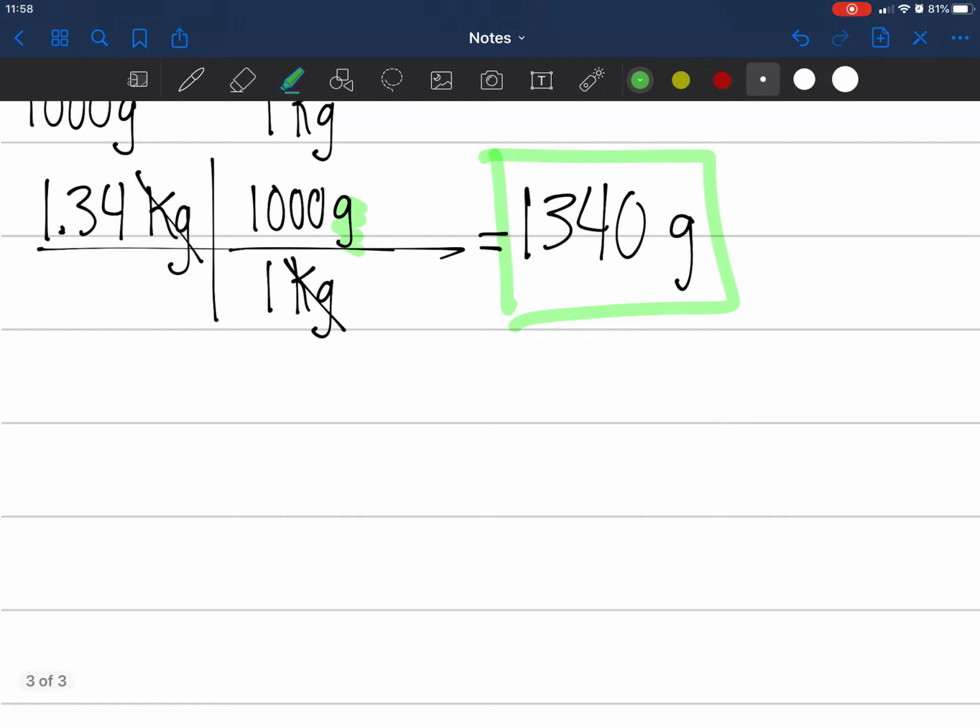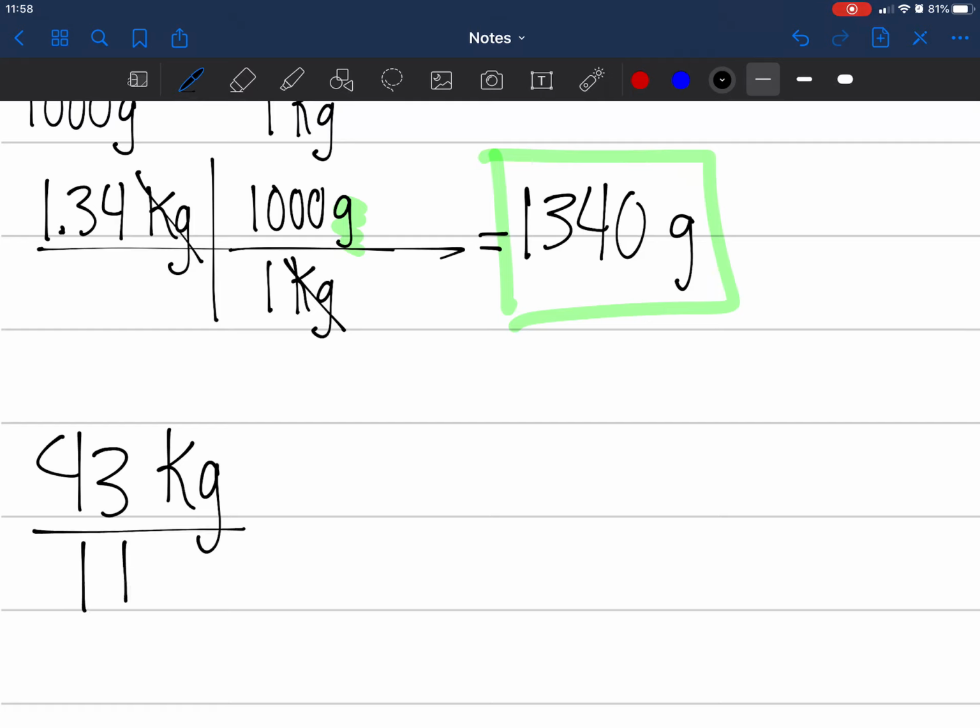So what if I want to convert kilometers per hour to meters per second? Let's look at that. I would start with 43 kilometers for every 1 hour. For every hour. And I can do my chart. I know that I want to convert kilometers to meters, right?